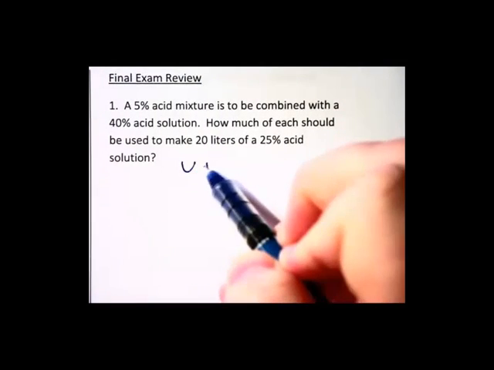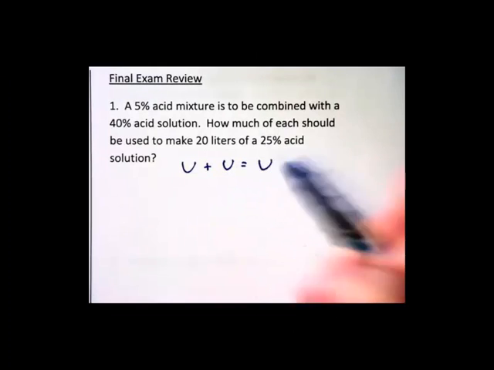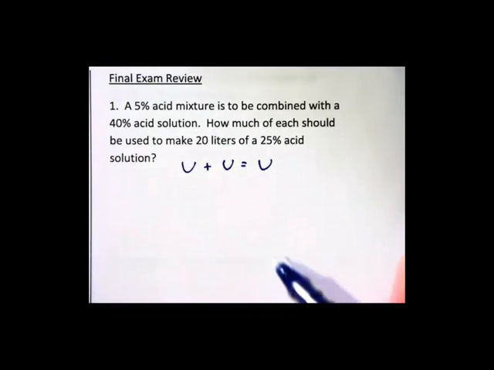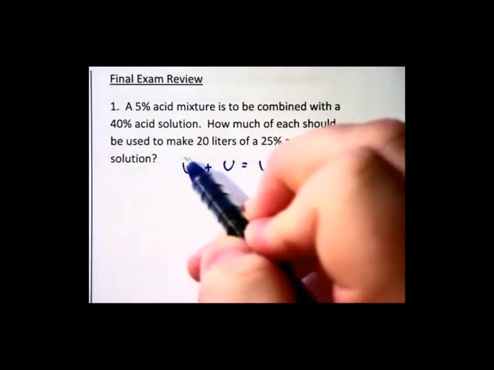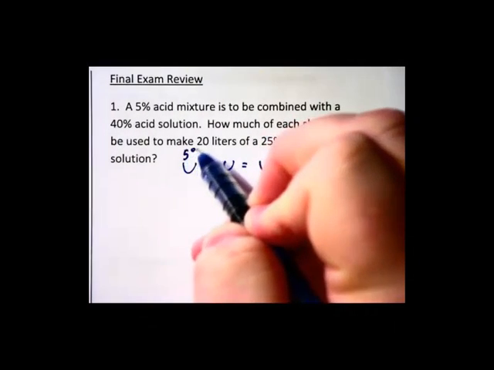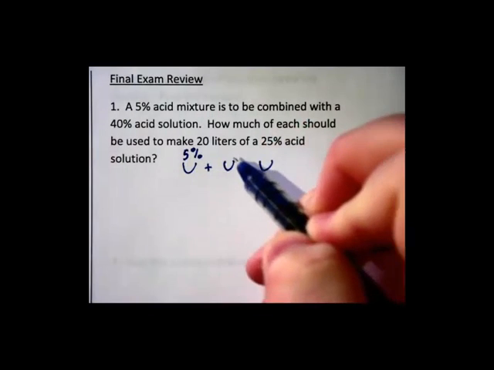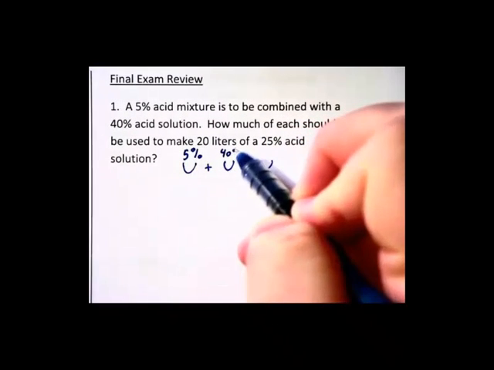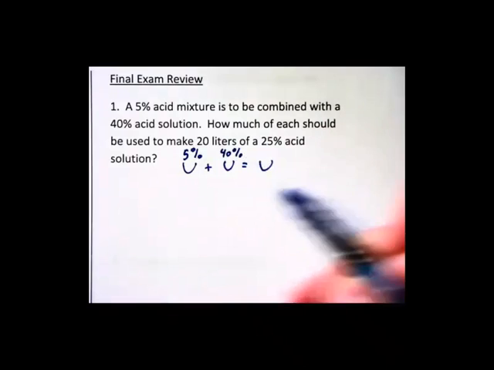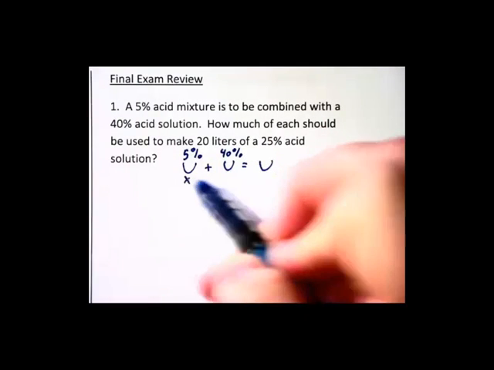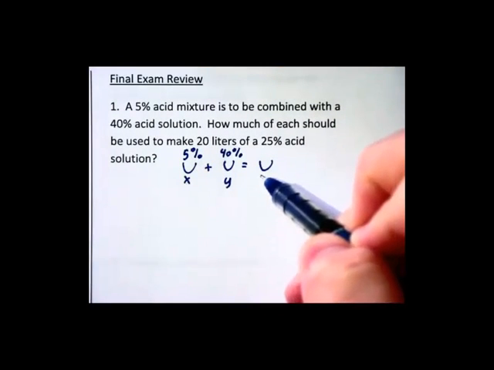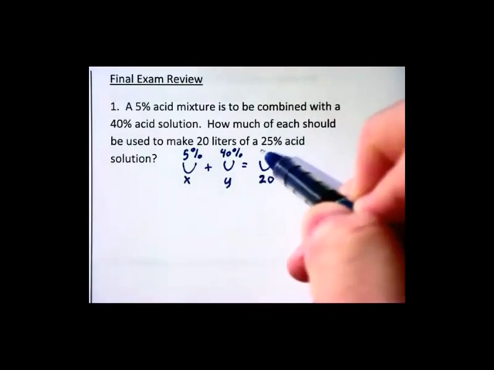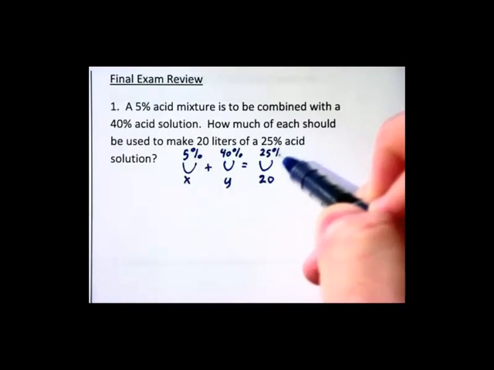I like to say, let's pretend we're mixing our mixtures in mixing bowls here, and I put prices or percents on top and amounts on the bottom. So I'm saying a 5% mixture is to be combined with a 40% mixture, percents going on the top. How much of each? I'm missing the amounts, so that'll be x and y down below. They should be used to make 20 liters, that's an amount, of a final mixture here, which is 25% acid.